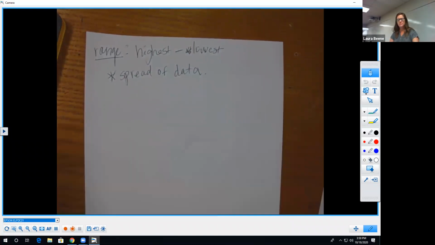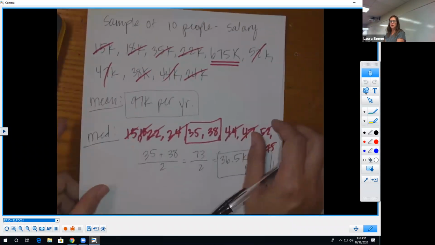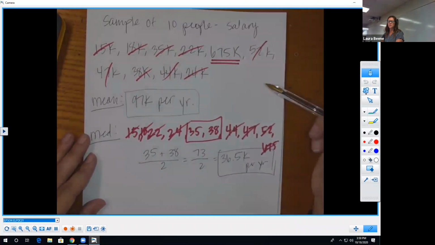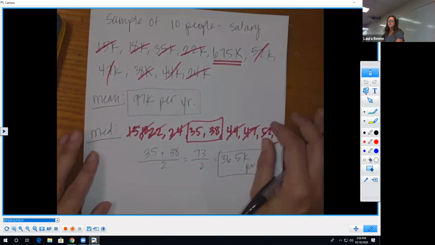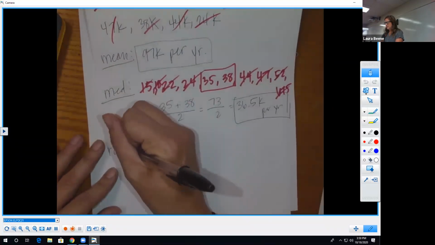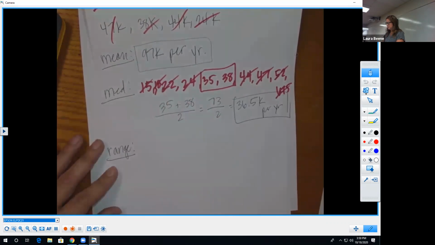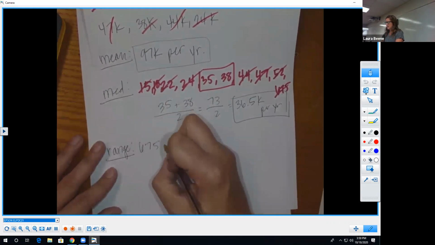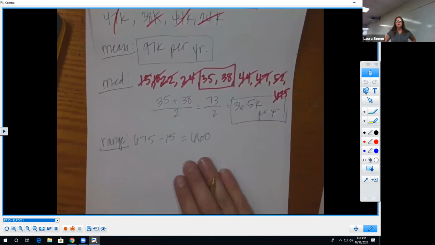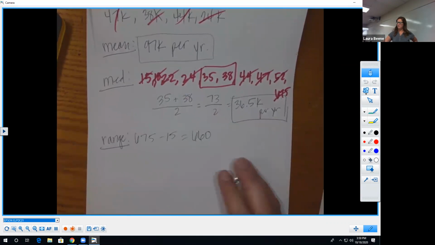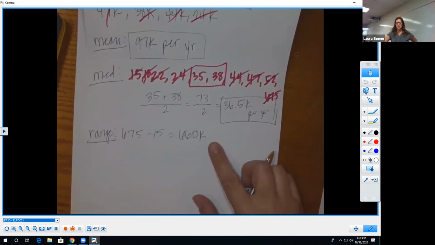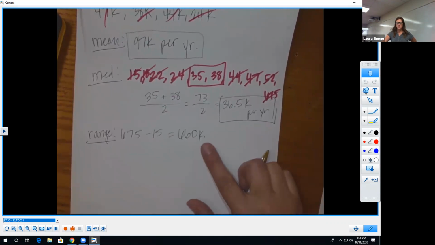For example, let's go back to our sample of people here. We didn't have a mode for this. This is the reason why I never came back to this for the mode, because we didn't have any repeating values. But for this sample of 10 people, if I wanted to find the range here, the range is the highest number minus the lowest number. So in this case, 675 minus 15, which was 660. So if you saw that the range was 660,000 per year, that would tell you that the highest number minus the lowest number is $660,000.